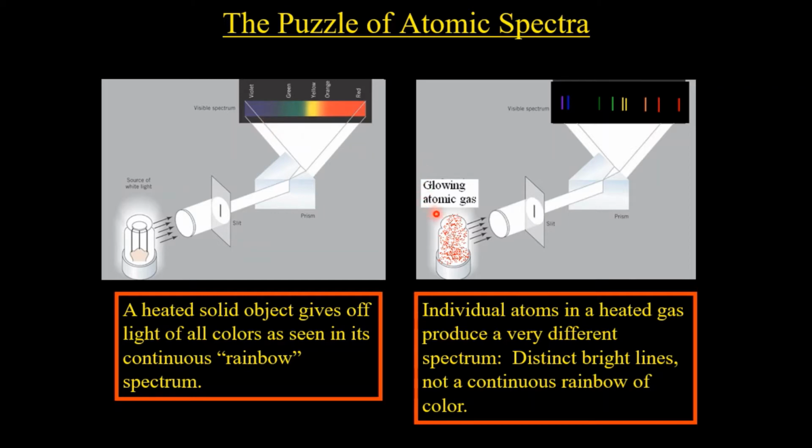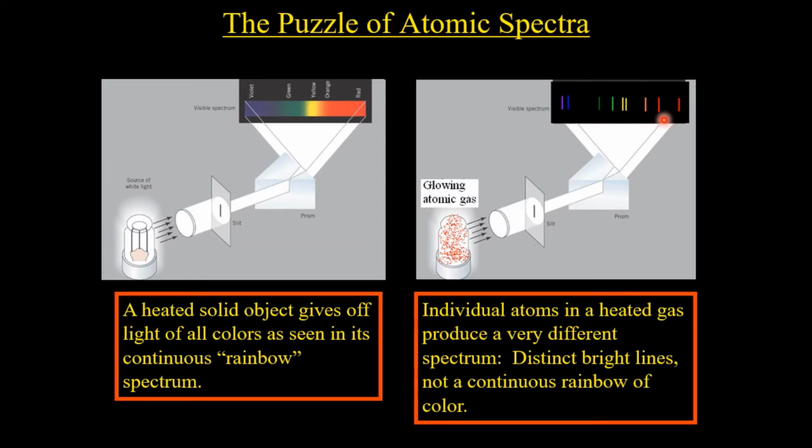But then he went ahead and looked at the spectrum of different gases: hydrogen, mercury, neon, etc. And we saw a very different result. Instead of a continuous spectrum, we saw 2, 3, sometimes more distinct bright lines that were associated with different colors, but in between the lines there was nothing. So this is called a distinct or discrete emission spectrum.